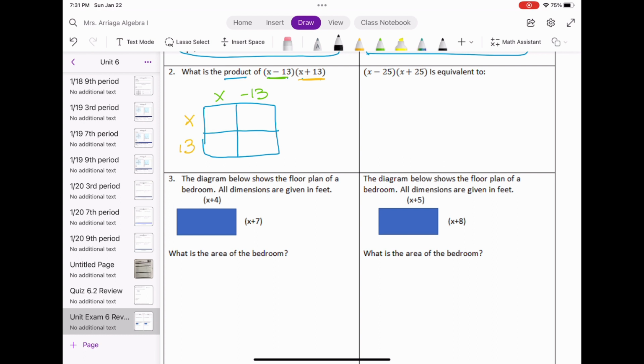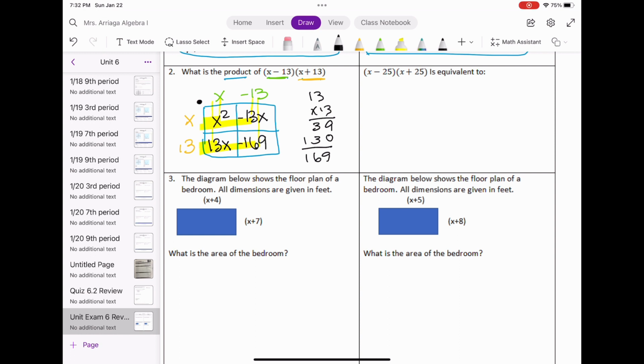And since we're going from the outside to the inside, remember, we multiply. So the first box is going to be that top x times that side x. So x times x is x squared. Then we do the second box, negative 13 times x is negative 13x. Bottom left box, x times 13 is just 13x. And the last box is negative 13 times 13, which is 169. And it's negative because negative times positive.